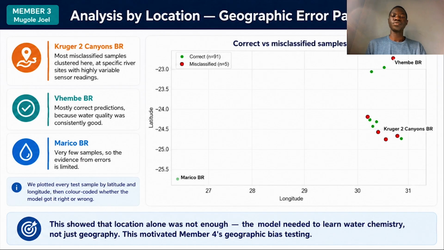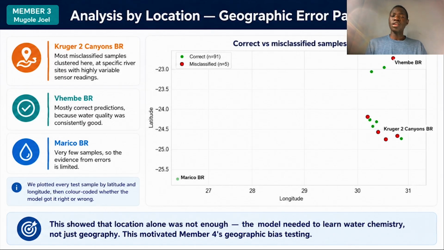Moving to the next slide, looking at our geographical error patterns, it helps us explain the why behind the other numbers, the 94, 69, and the 64. So we mapped where our model was missing the mark, and we discovered that the majority of the misclassifications were heavily clustered right in the Kruger area. Specifically, these errors occurred at the riverside due to fluctuating sensor readings. On the other hand, Hembe predictions were mostly correct because the chemistry there was constantly stable and good.